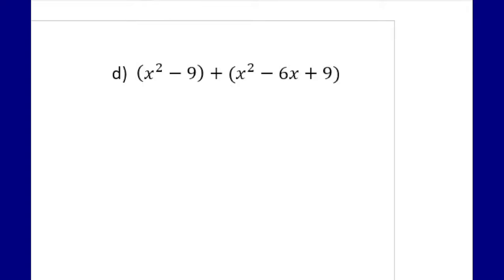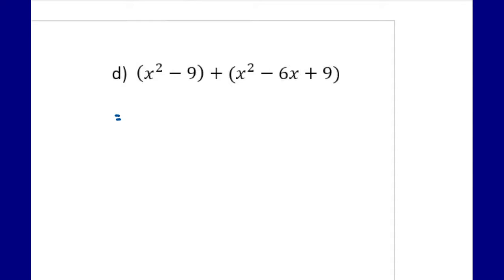D is a little bit trickier. Right? So I have x squared minus 9 plus x squared minus 6x plus 9. So we have a couple things that we can do here. This does kind of imply that there are some other things that we do need to have here, so it might be a little bit tricky. So don't worry if you can't necessarily get this one. Probably actually leave this one for a challenge during the actual in-class lesson, but we'll go through it here.